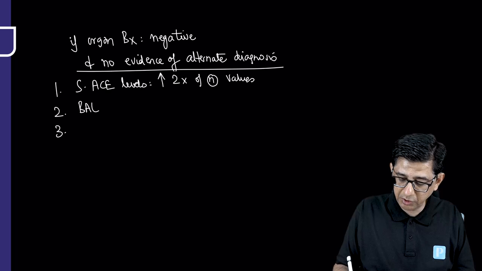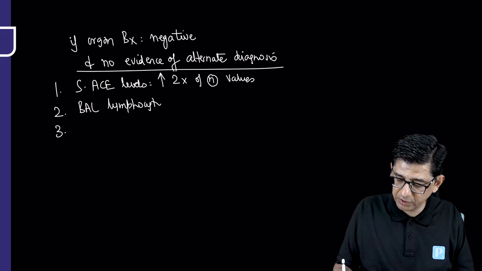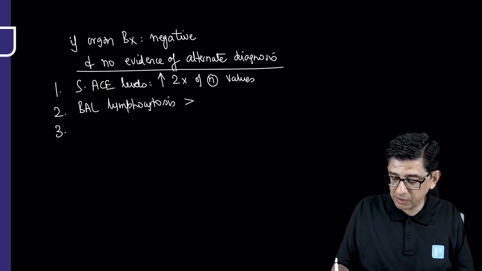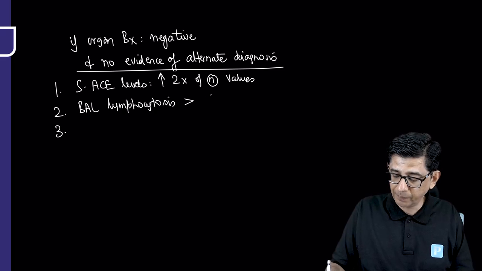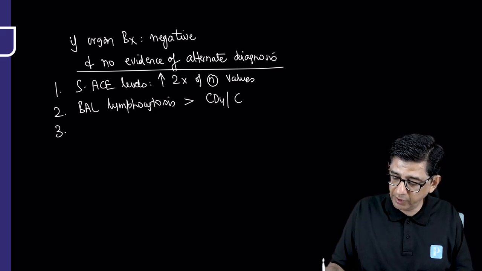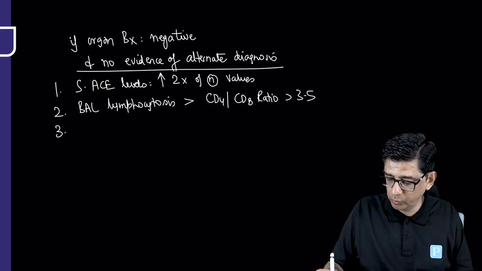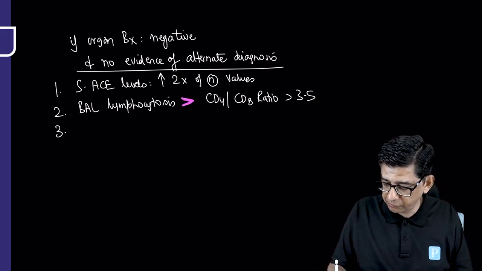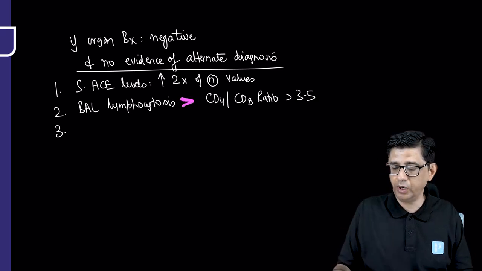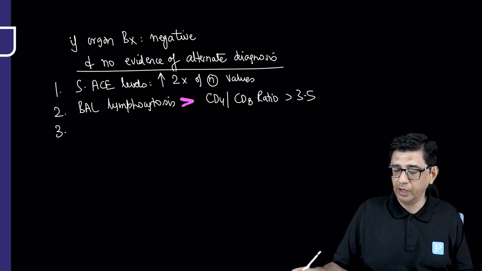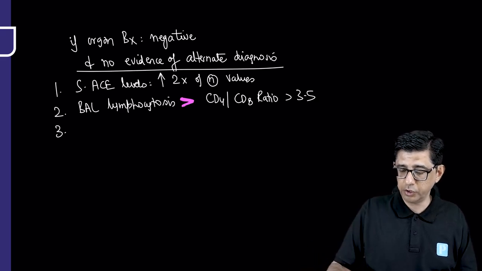The second investigation that must be used for evidence is bronchoalveolar lavage lymphocytosis. This has been shown to be more accurate as compared to CD4 CD8 ratio, the value of which has been described to be more than 3.5. The first arrow for that more than is to give credibility to the fact that BAL lymphocytosis is more accurate as compared to CD4 CD8, and the value 3.5 is for the ratio per se.